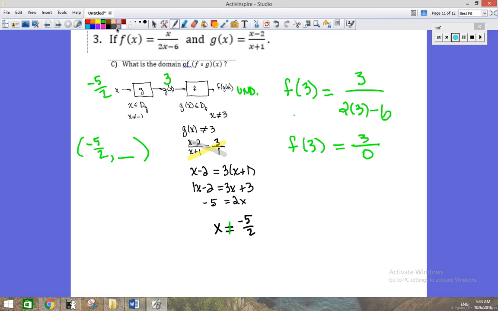So when we go to write our final answer, for the domain of f of g, we knew in the beginning that we were going to throw out -1 because it won't pass through g. Now we're going to have to throw out -5/2. -5/2 passes through g fine, but its output doesn't pass through f. So from -infinity all the way to -5/2.